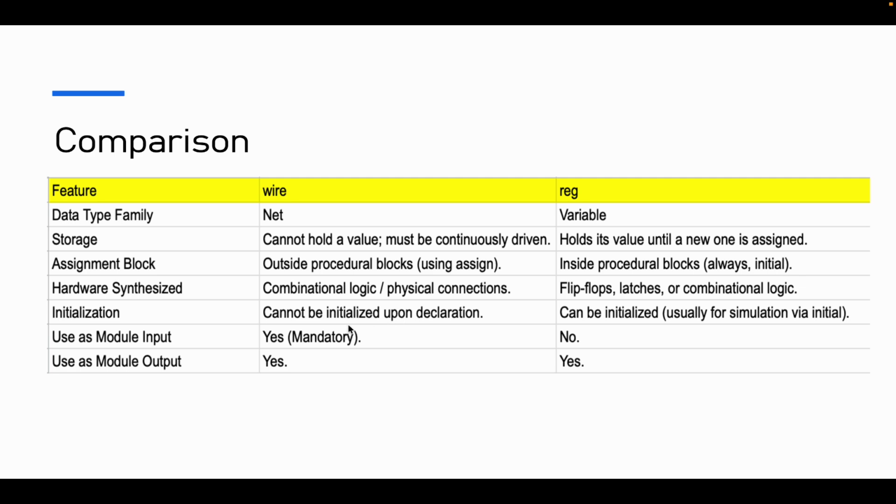Initialization: a wire cannot be initialized upon declaration, while a reg can be initialized, usually for simulation. See, a wire can be used for input but not for output. Here, output can be a wire as well as a reg.